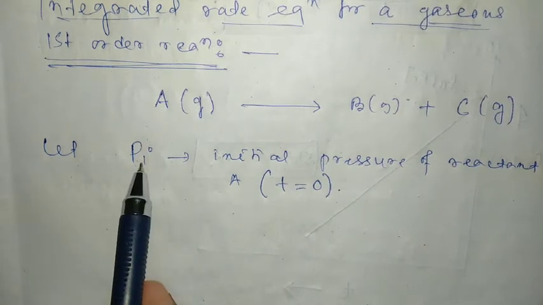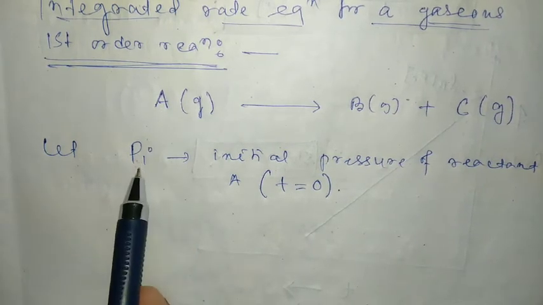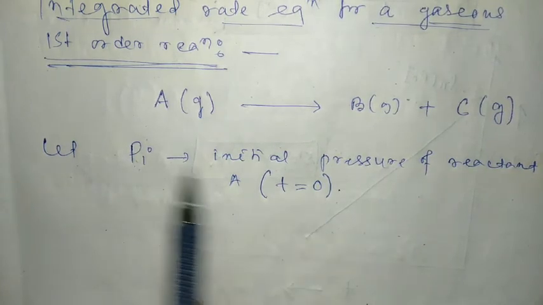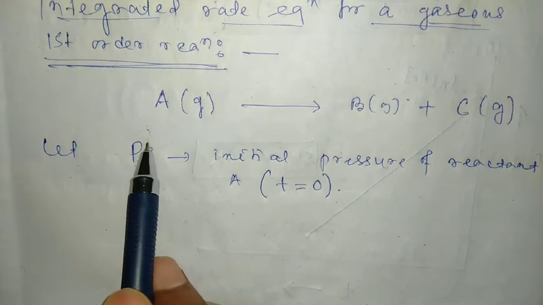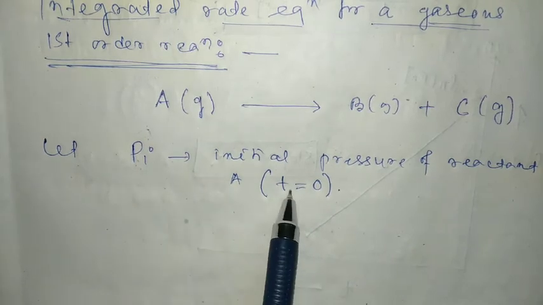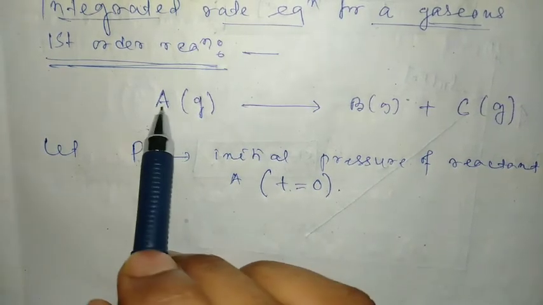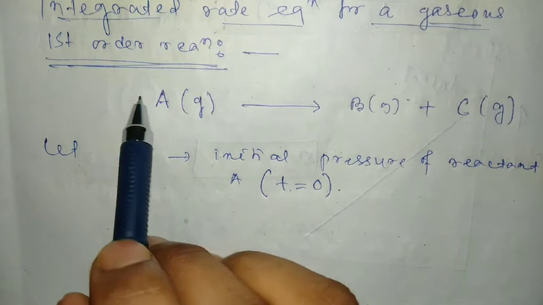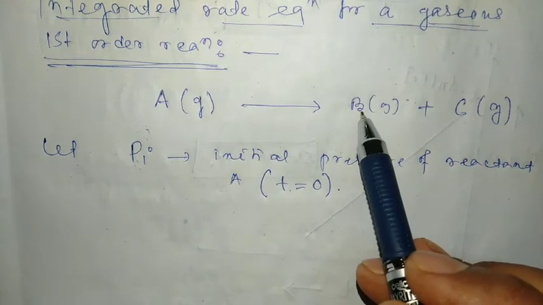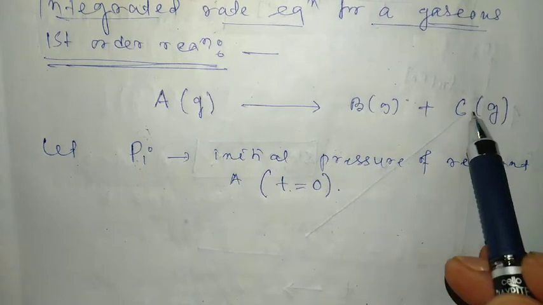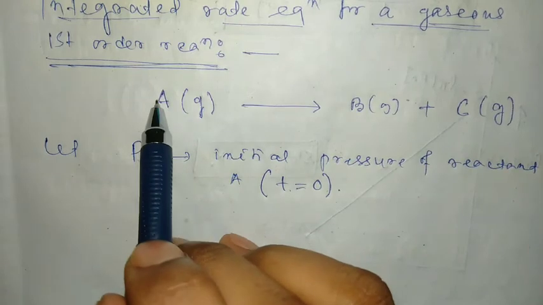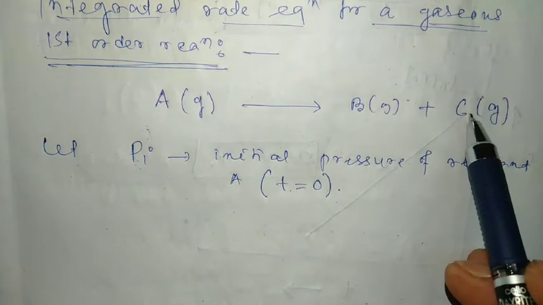pi is the initial pressure of the reactant when time is equal to 0. When time increases, the pressure due to reactant A decreases and the pressures due to products B and C increase. As time slowly increases from 0, the pressure for A decreases and the pressure for B and C increases.